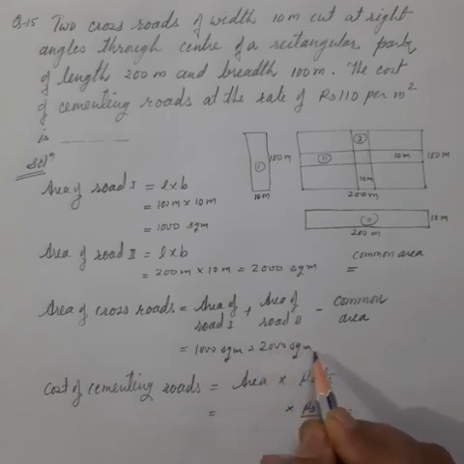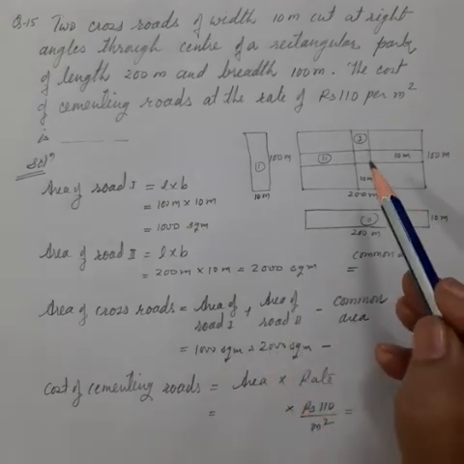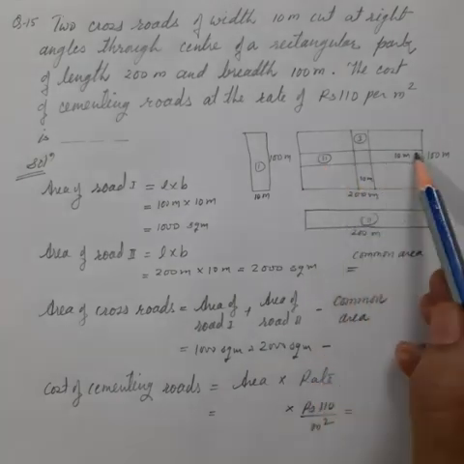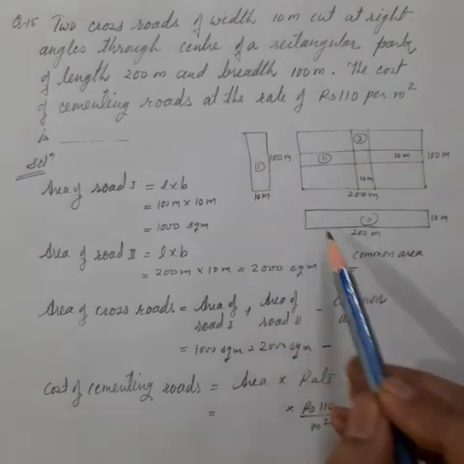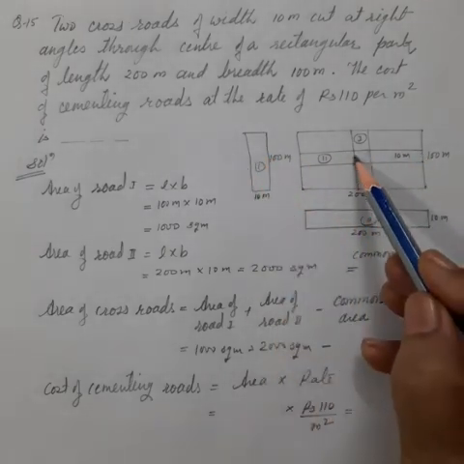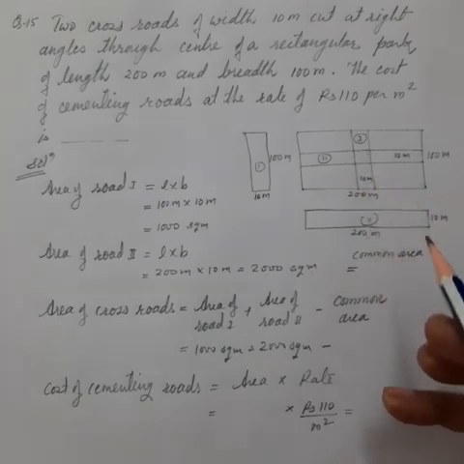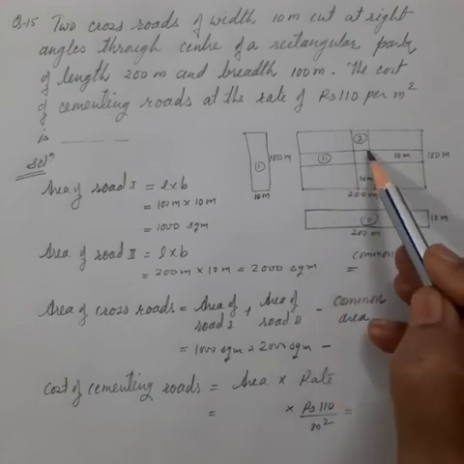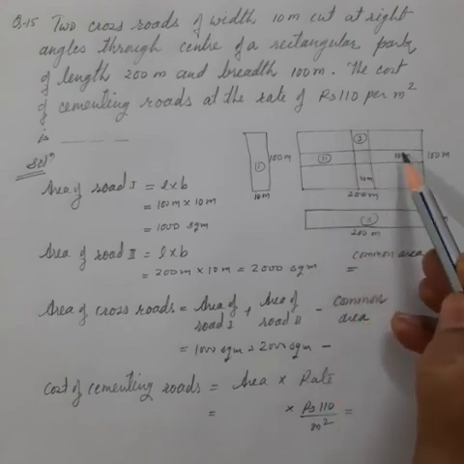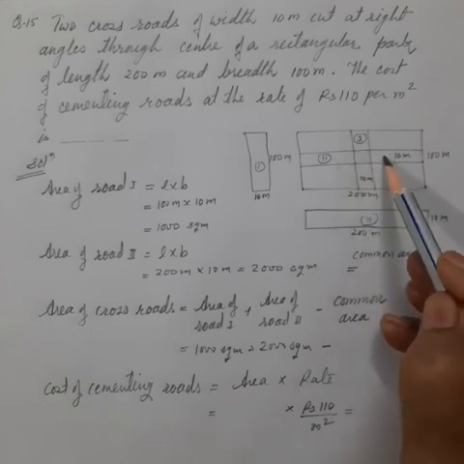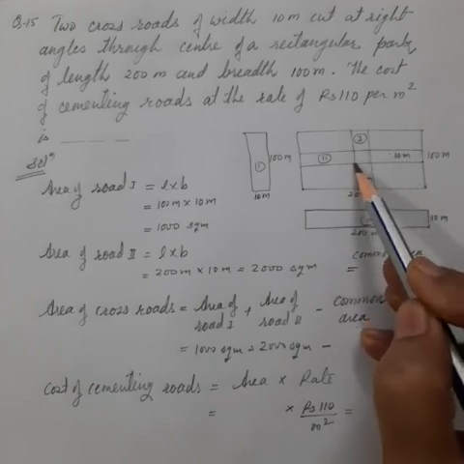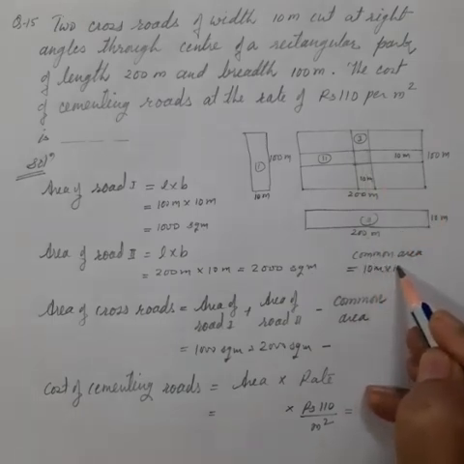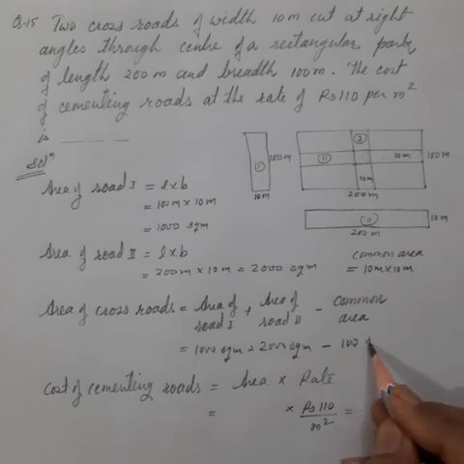But one time we have to subtract the common area because while calculating the areas of road 1 and road 2, in both the areas we have taken this common area. So one time we have to subtract this common area. The roads are perpendicular to each other. So all these angles are right angles and width of both the roads are same, 10 meter. So it is the square of side 10 meter. The common area is 10 meter into 10 meter, 100 square meter.